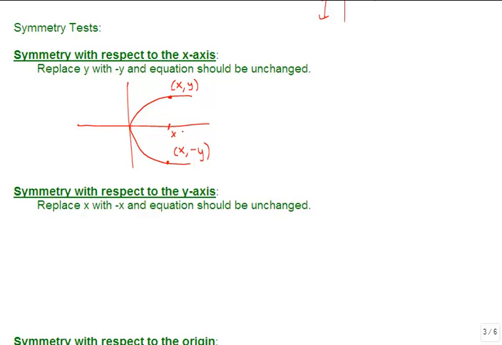So to figure out if something is symmetric with respect to the x-axis, what you're going to do is you're going to replace the y in your equation with minus y. And you should get back an unchanged equation. If the equation remains unchanged, then that means you are symmetric with respect to the x-axis. So replace y with minus y, and the equation should be unchanged.